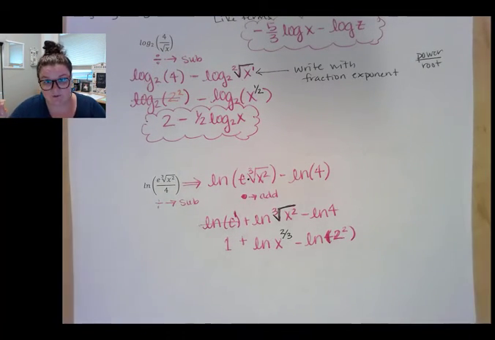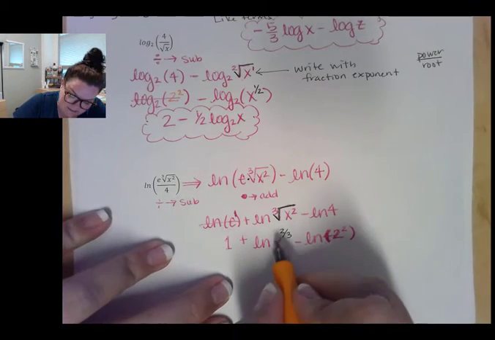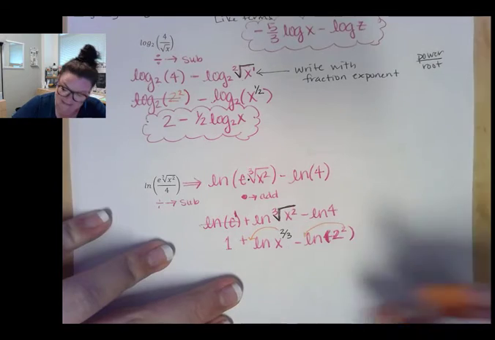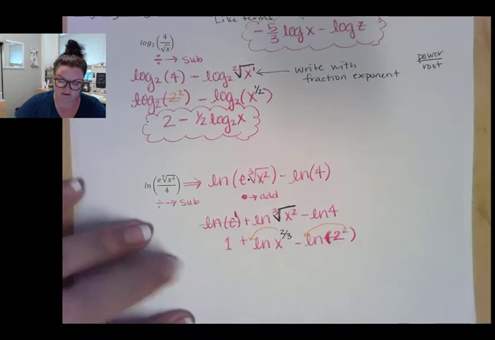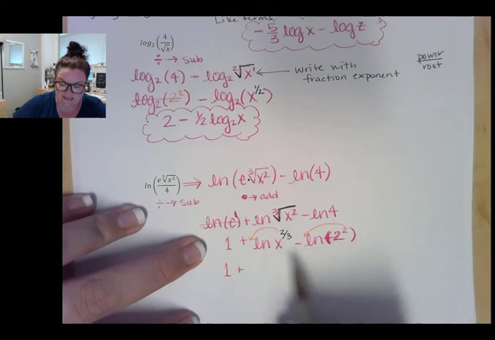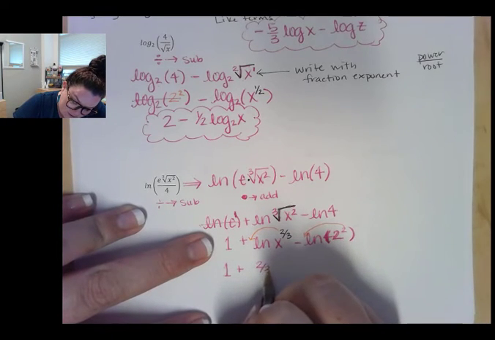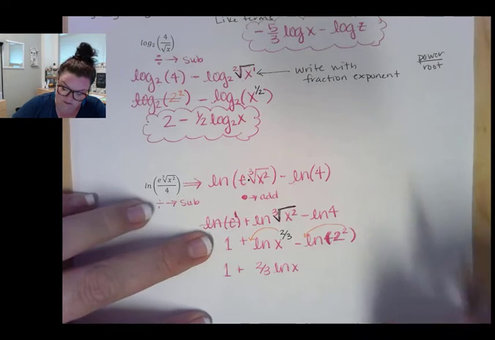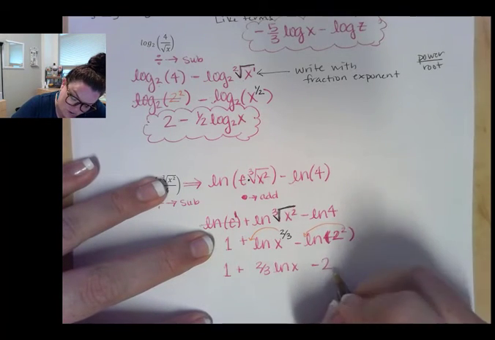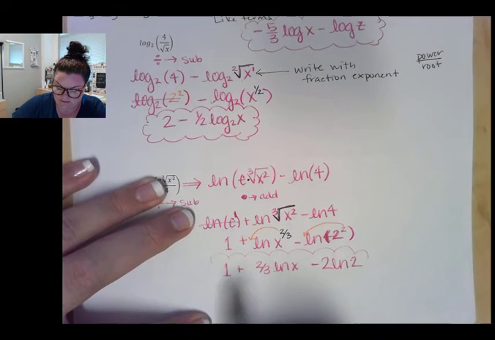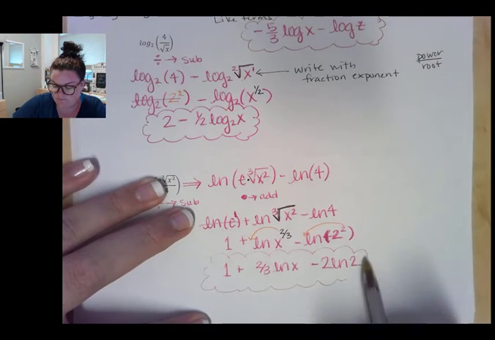Because then I can bring down both powers. If we technically want to get it as simplified as possible, we need to bring down this 2/3, and we need to bring down this 2. Okay, so that's going to leave me with 1 as my first term. My second term becomes 2/3 ln x, and my last term, when I bring the 2 down, I get negative 2 ln 2. And that's as far as I can go here.